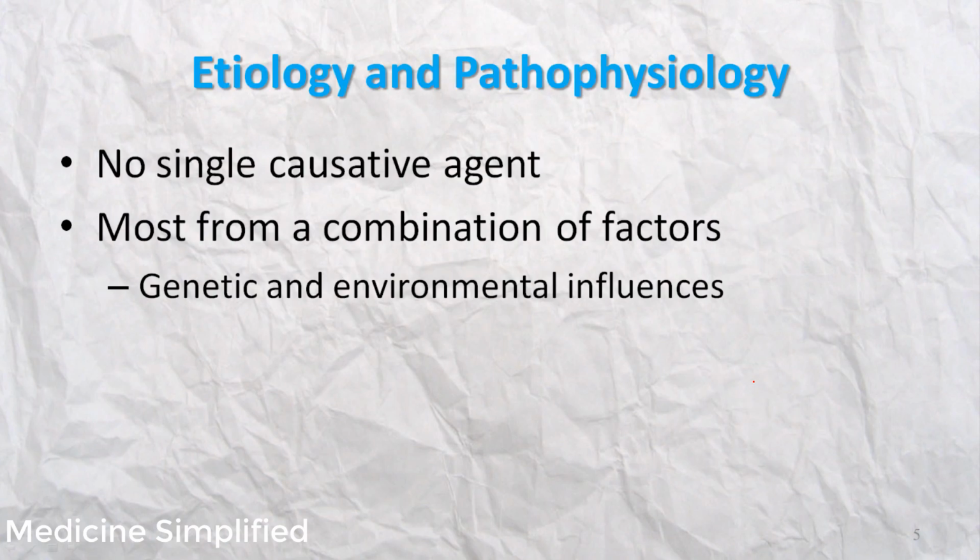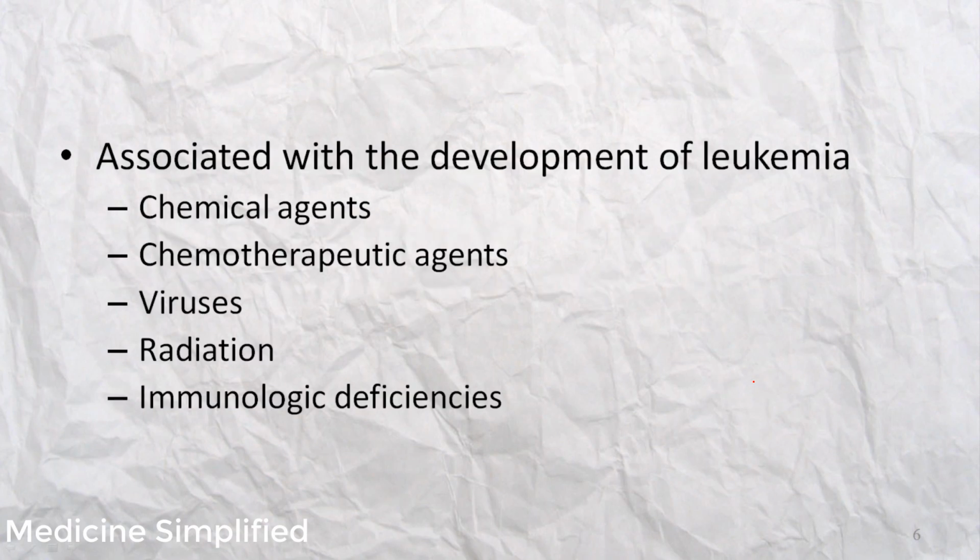Coming to the etiology and pathophysiology, there is no single causative agent. Most result from a combination of factors like genetic and environmental influences. Agents associated with development of leukemia are chemical agents, chemotherapeutic agents, viruses like HTLV-1 and 2, radiation, immunological deficiencies.